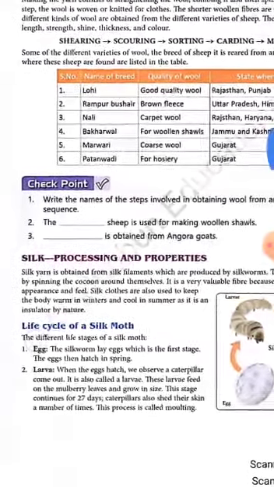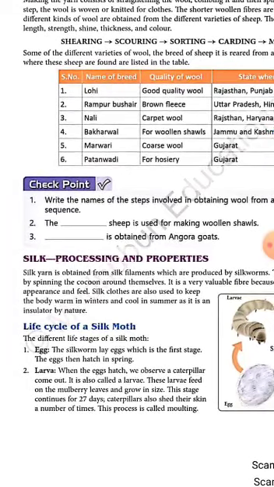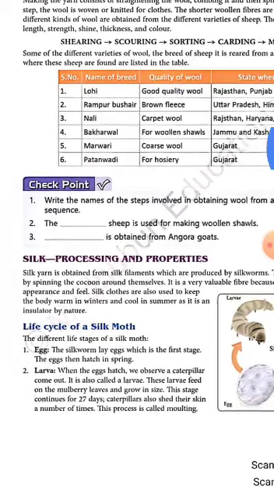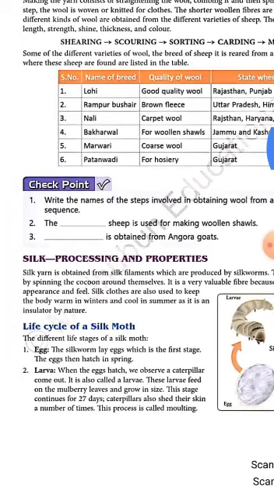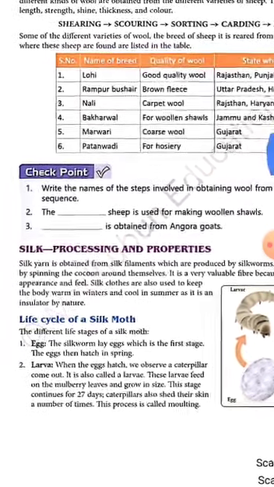Silk clothes are also used to keep the body warm in winter and also cool in summer because it acts as an insulator. Insulator means the substance which does not allow the heat to pass out. So that's why it is comfortable not only in summer season but also in winter season.